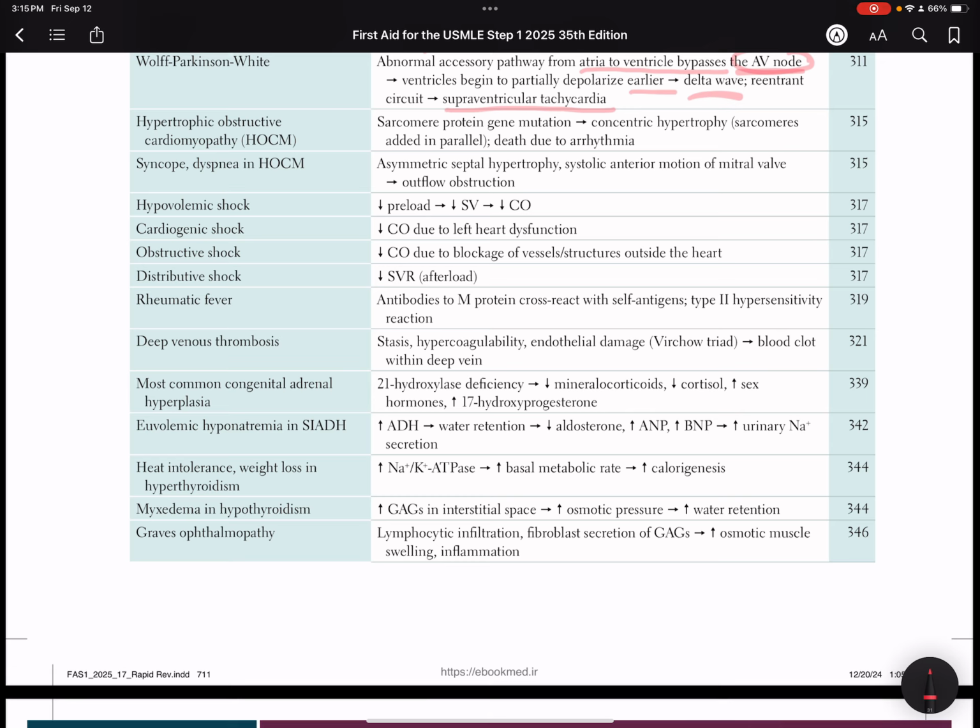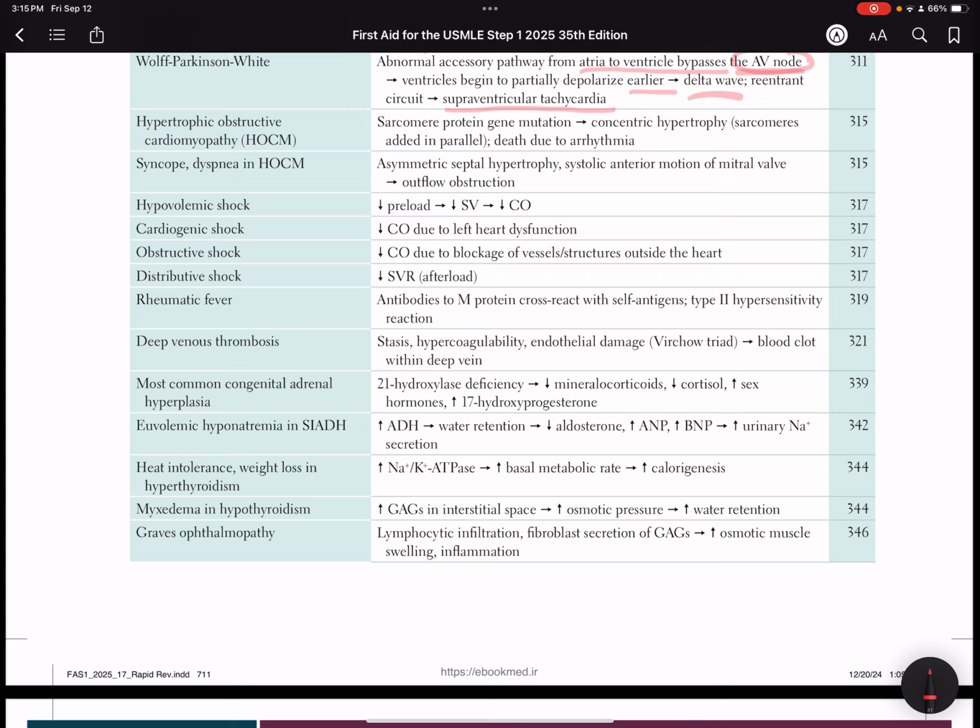What is afterload? Afterload is the resistance offered by the stroke volume on the aortic root. So that is afterload. Decreased systemic vascular resistance is seen in distributive shock. What is rheumatic fever? Rheumatic fever happens when antibodies to M protein cross-react with self-antigens. It's a type 2 hypersensitivity reaction.